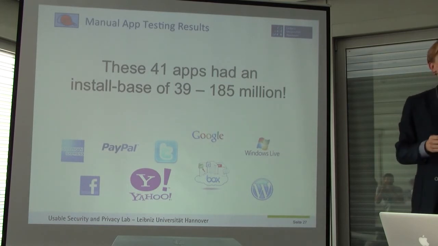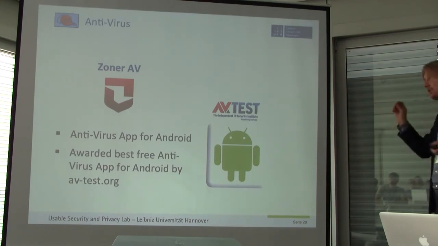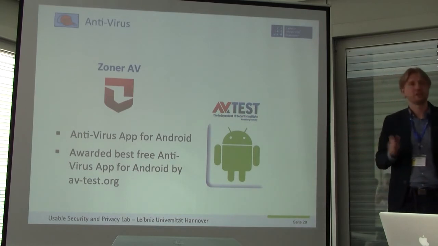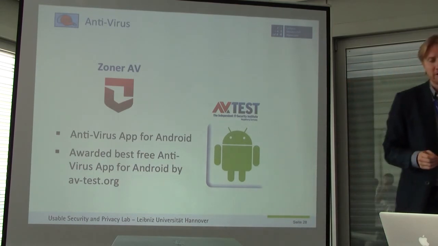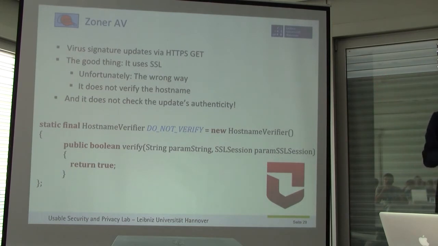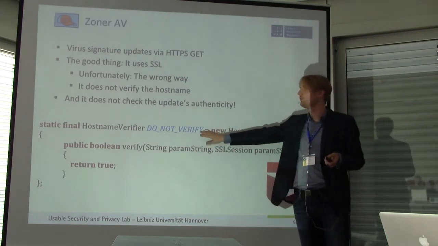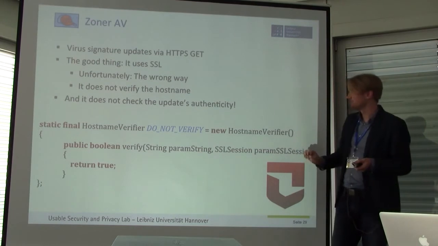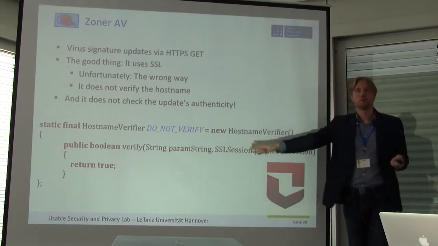And just to give you some ideas of what kind of things happen there, I'll highlight one of my favorite applications. I do apologize to the people who were on the DFN workshop who have already seen this. But this is an antivirus app, one of the few which is actually not scareware, but actually does do something good on Android, and it was also awarded the best free antivirus app by a test. And when it gets its signature updates, it does it correctly. It does use SSL. Unfortunately, it doesn't verify the host name. So we went into the code and found this variable, do not verify, and it just returns true on verification.